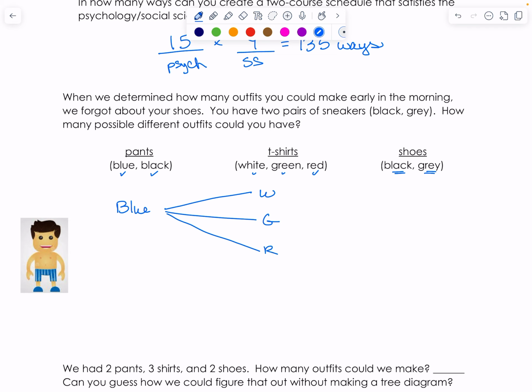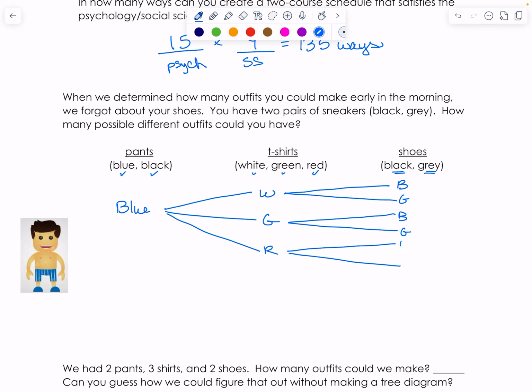And then if you did blue pants and a white shirt, you could then choose between black and gray shoes. Same thing with a green shirt. You could have black or gray shoes. Red shirt, you could have black or gray shoes. So now, with just wearing your blue pants, you could have a total of 6 outfits.